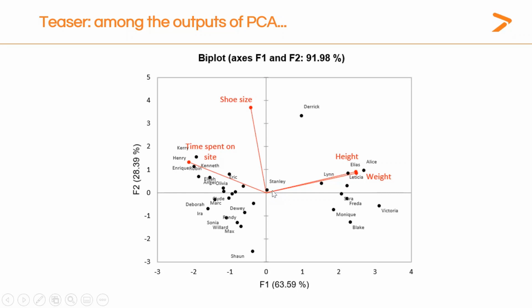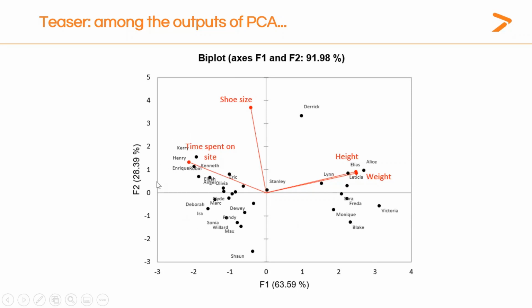To go a little bit more into the details, in order to characterize the different dots, you need to see in which variable direction they go. So here you see that these observations go to the right, and they follow the height and the weight variables. So they have probably high scores on these variables. And on the opposite, you have time spent on site, which goes in this direction. So we can say that these observations have low scores of time spent on site.